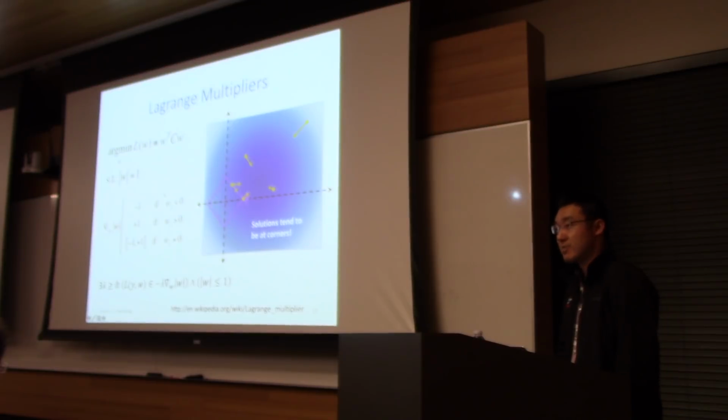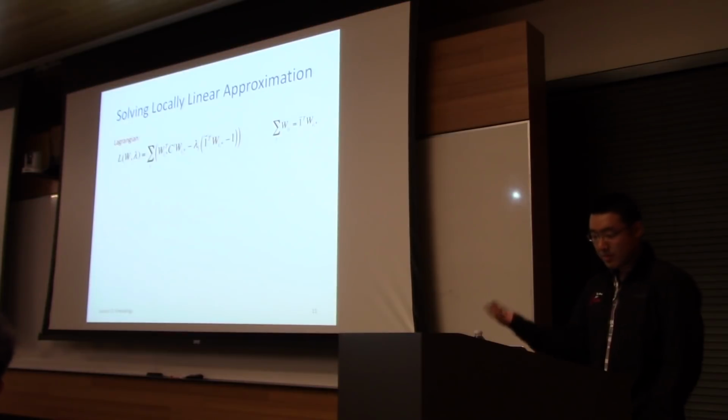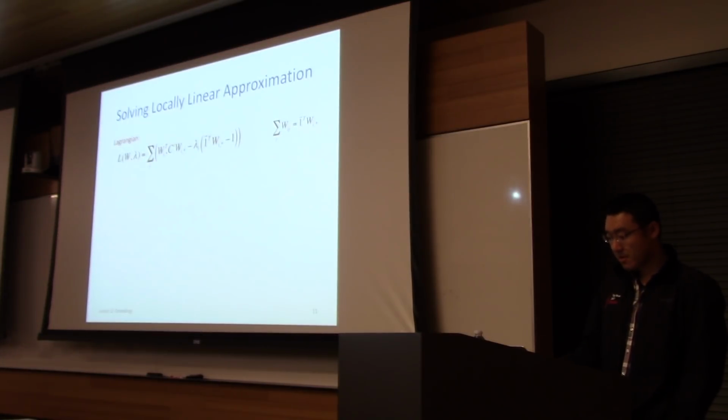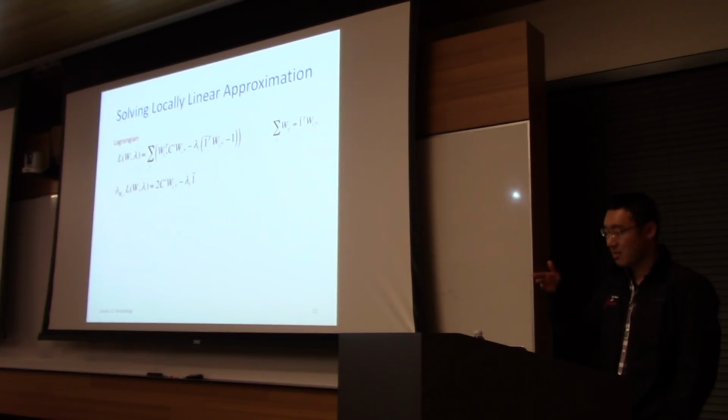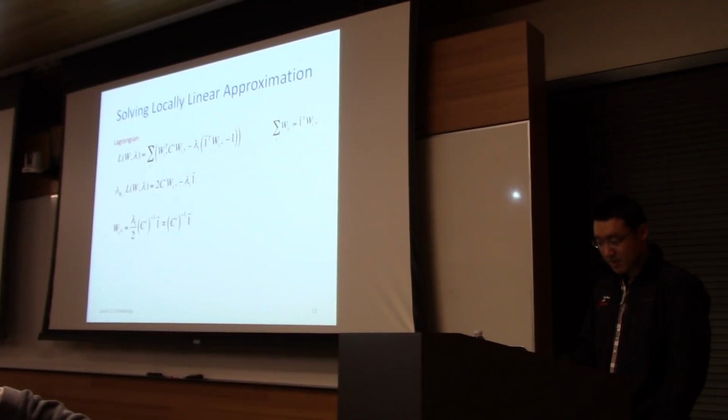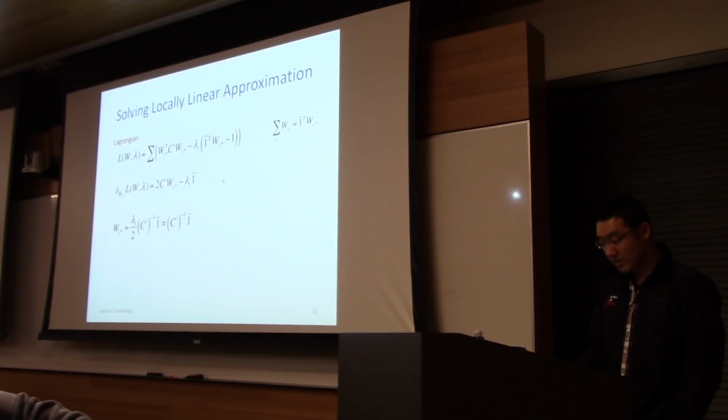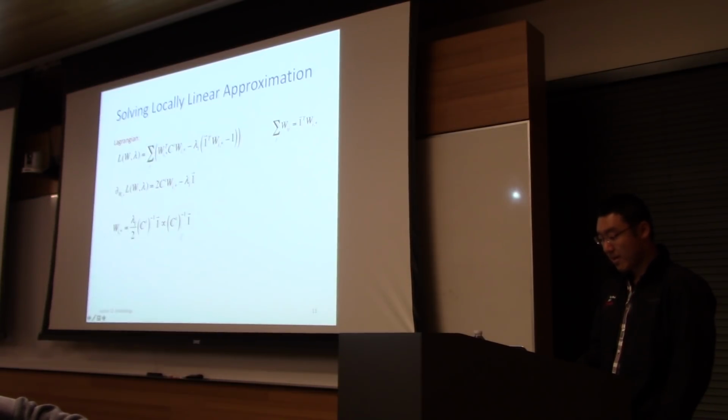A recap of Lagrange multipliers should be reviewed at this point. We could similarly write out the Lagrangian of this objective, putting the constraints here. Compute the gradient with respect to a row, or column, excuse me, of the matrix, and setting it equal to 0, you get this solution. It should be proportional to the inverse of that matrix.